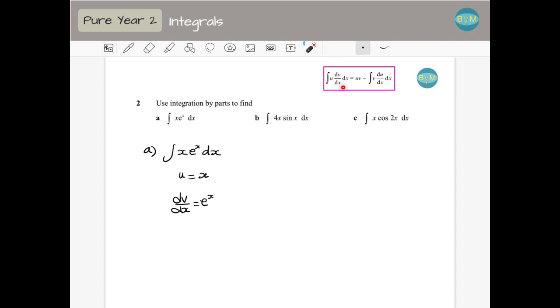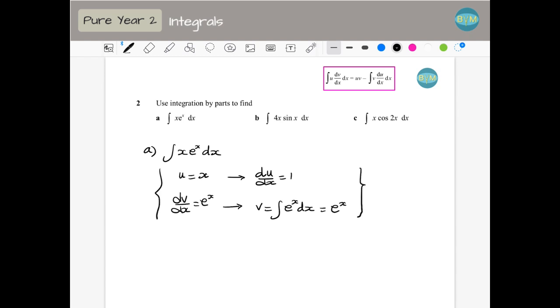We are using the formula. Yeah, the formula is in the formula booklet. So we have u, which is this one, dv dx, which is this one, dx. And now we need v and du. So what we are going to do with u is derivate. So du dx is 1, just derivating, and we are going to find v integrating, which is e to the power of x. So we have done our work.